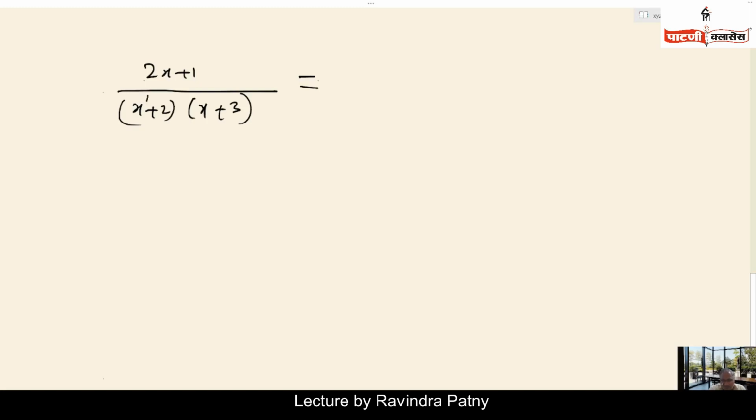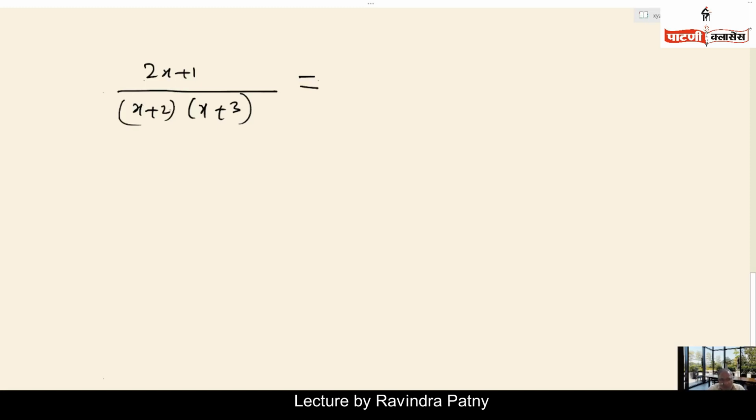Here is a number 1. If there is no 1, suppose there is a 2, then you cannot proceed with method number 1. You require to go for method number 2. So in method number 1, if here it is x square, there you cannot perform method number 1.